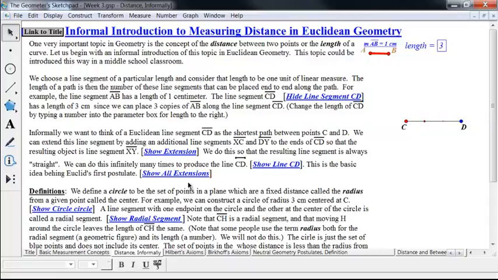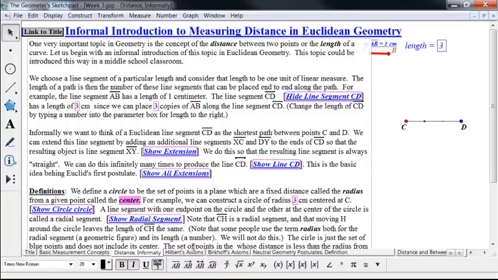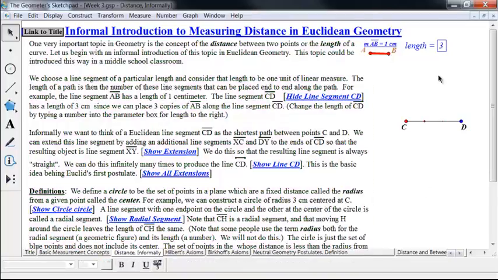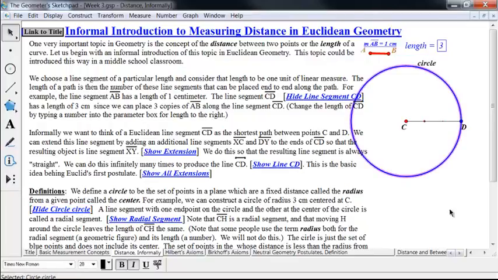Okay, let's go back to our original segment here. Since we have distance, we can define a circle. A circle is going to be the set of points in a plane which are a fixed distance called the radius from a given point called the center. So for example, let's take a radius of whatever this length is, centered at the point C, and let's build a circle there. So this is a circle here.